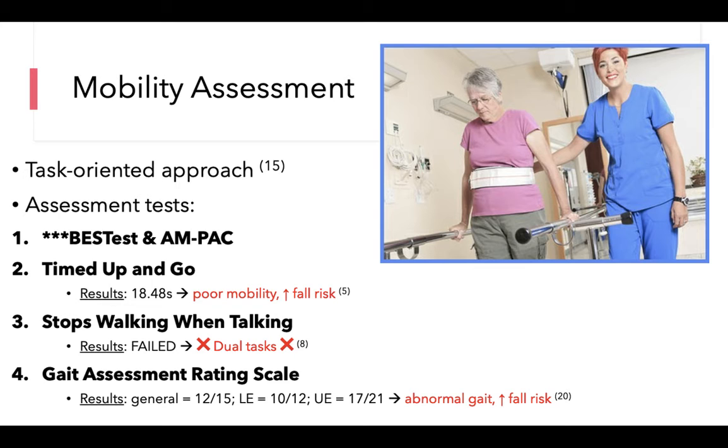And the Gait Assessment Rating Scale, which is a really good gait observational analysis tool, is broken down into 3 different categories: general motion, lower extremity motion, and upper extremity motion. She scored high on all 3 of these categories, which is a bad indicator because more points are given to the worst descriptions of those categories. So in summary, what that all meant was that she has an abnormal gait pattern, and this is increasing her risk to fall when she's trying to be mobile.